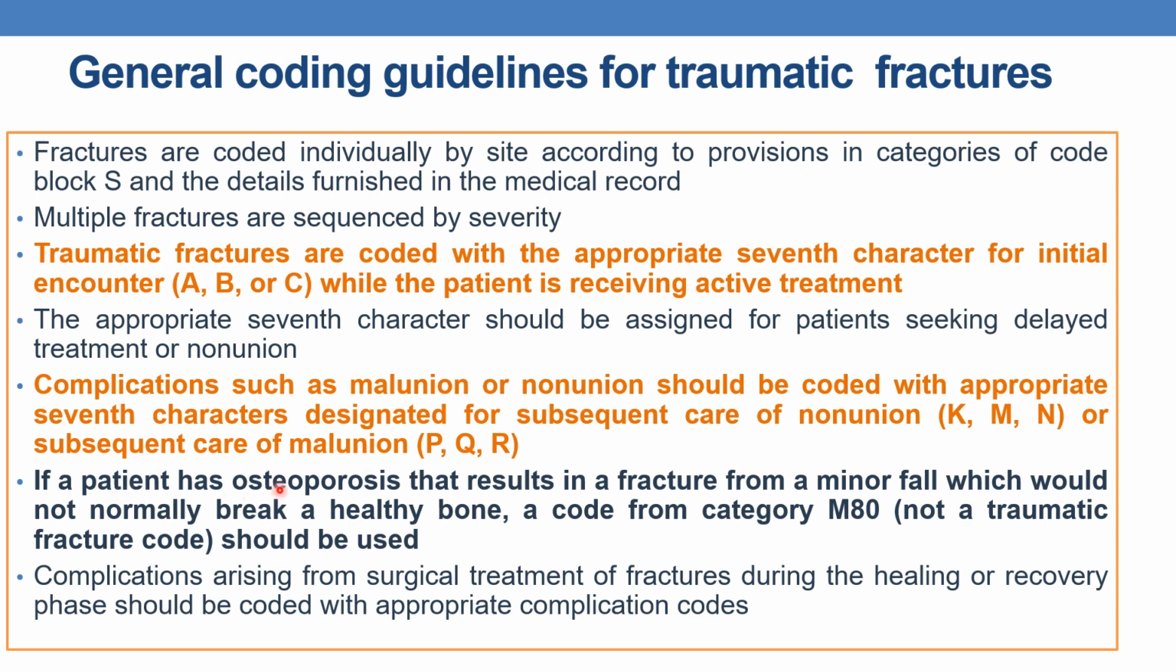This is also important, and we discussed this point while talking about chapter 13, musculoskeletal system. If the patient has osteoporosis that results in a fracture from a minor fall which would not normally break a healthy bone, a code from category M80 should be coded, not a traumatic fracture. Once the patient has osteoporosis and that results in a fracture from a minor fall, you need to code from category M80, not the S codes.